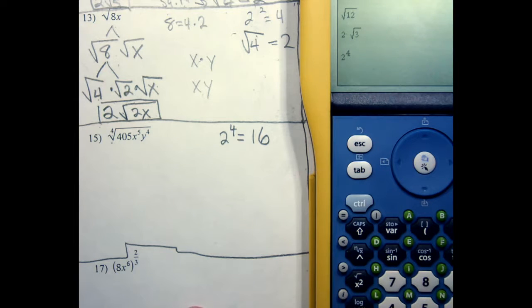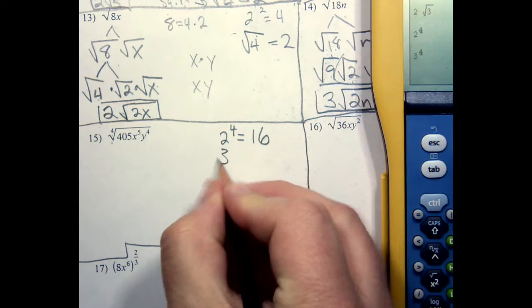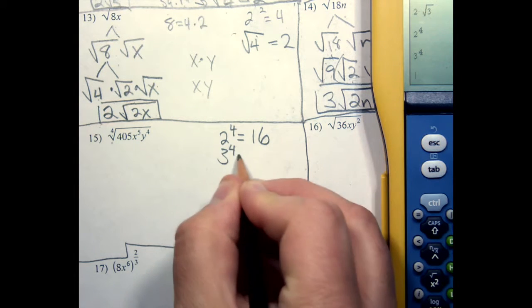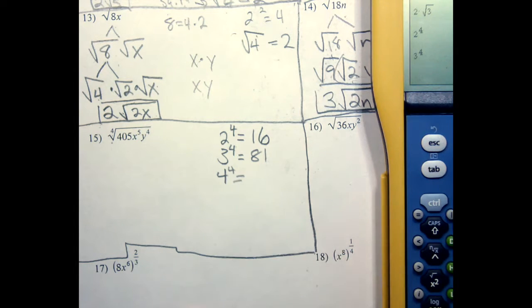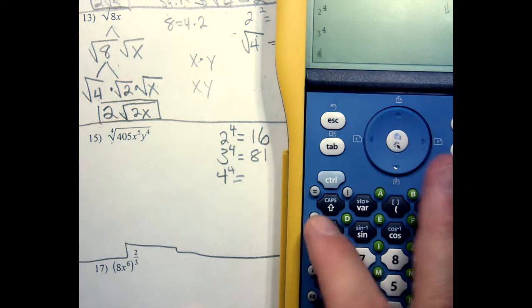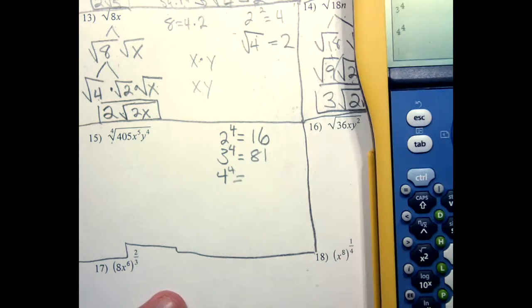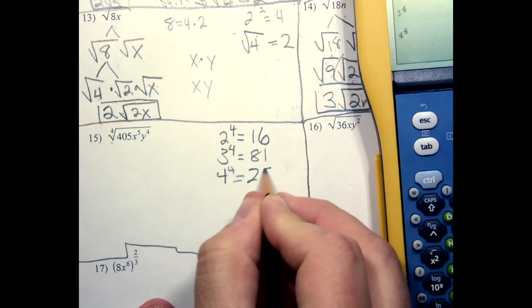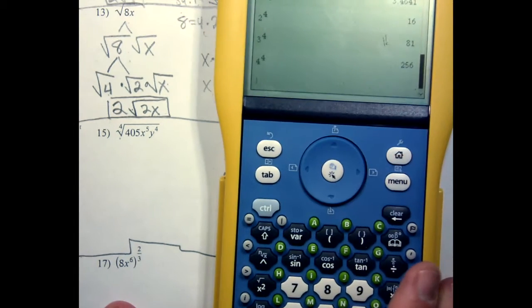Anything to the fourth power is usually pretty small because you'll see that the numbers get really big quickly. So 3 to the fourth power is 81. So I'm going to say 3 to the fourth is 81. And then 4 to the fourth is 256, I'm pretty sure. 4 raised to the 4, 256. So now I'm going to check to see if any of these numbers go into 405.